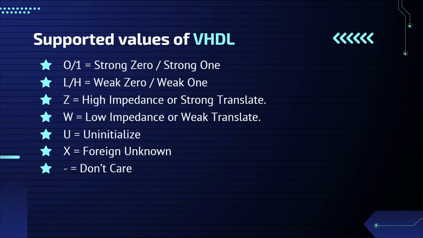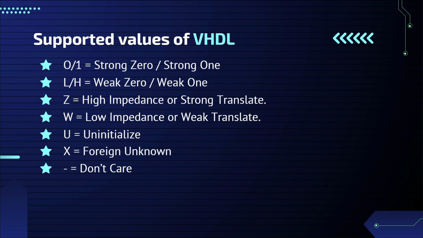Now let's see some supported values in VHDL. In VHDL, we use special symbols to represent different states of a circuit. For example, 0 and 1 mean strong logic low and high, while L and H represent weak signals. Other values are Z for high impedance, U for uninitialized value, and X for unknown state. These values help in simulating real-world circuit behavior. There are other special symbols as well, which are written right in front of you.